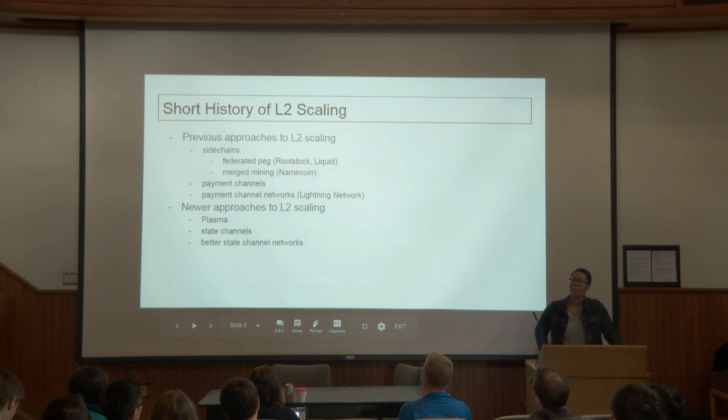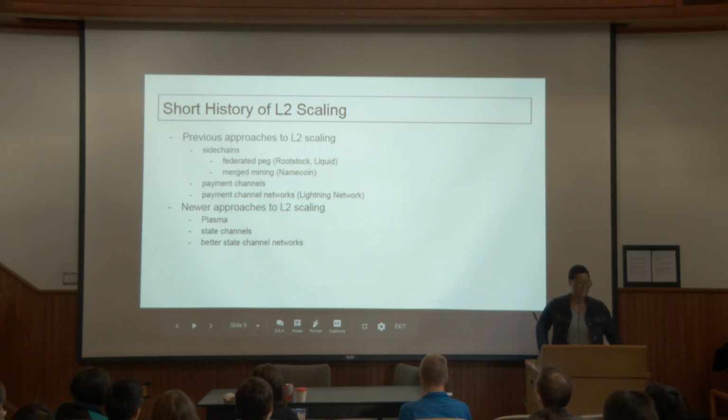Short history of L2 scaling. Sidechains kind of suck for scalability, so that's why they're used for interoperability. They make sense when you have a form of trustless peg, and for years we couldn't find a way to do that. So famously, Rootstock and Liquid use federated pegs, and then Namecoin uses merge mining. So instead of working on sidechains, payment channels were sort of the state of the art. And as you know, the Lightning Network is still in beta after 2.5 to 3 years. So there's still a lot of work to be done.